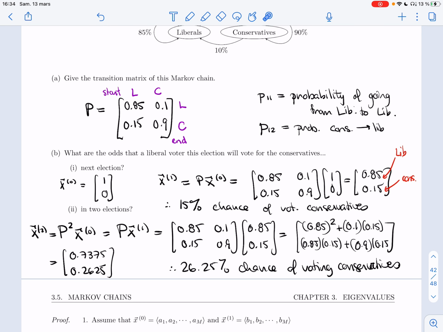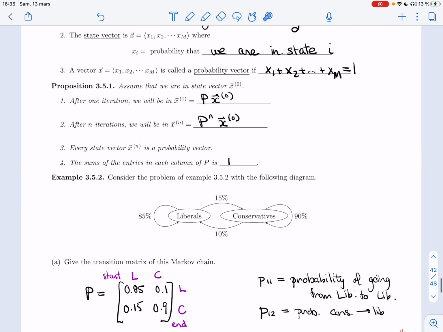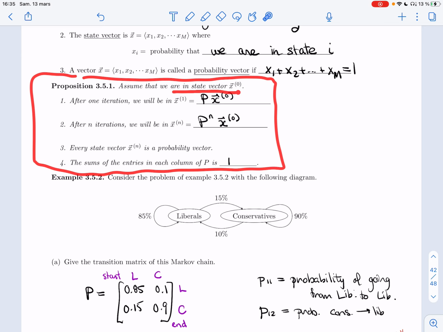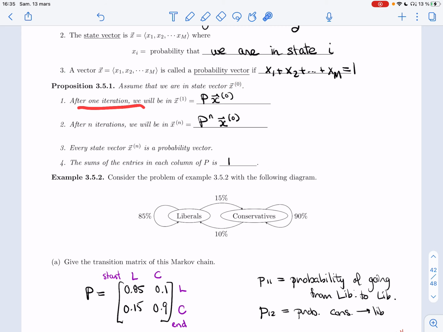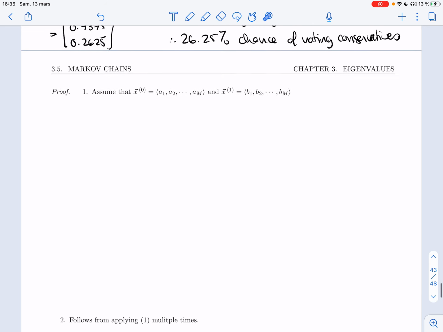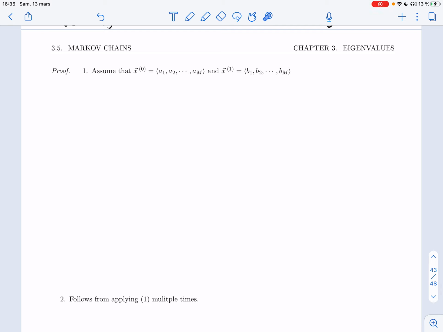And that's part of the reason it works so well. All right, so let's prove that proposition. I want to prove that if we are in a state vector x0, after one iteration we'll be at P of x0. Let's prove that. Assume that x0 is a1, a2, ..., am, and x1 is b1, b2, ..., bn. We want to prove that x1 is P x0.